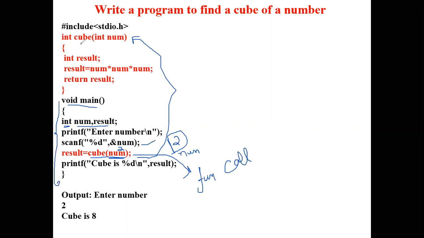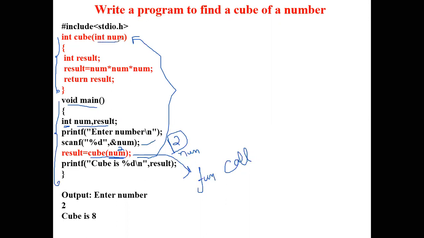This is the called function, where we have written the logic of finding the cube of a number. And one more thing, we have not written the function declaration because we are writing the function definition before the function call. So that is why there is no need of writing the function declaration.